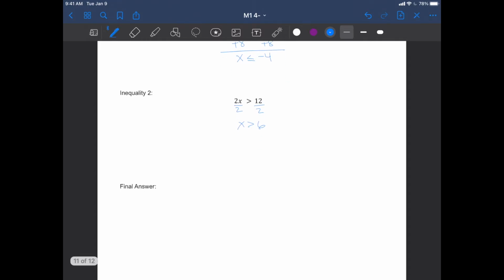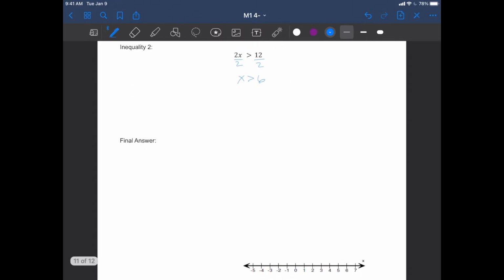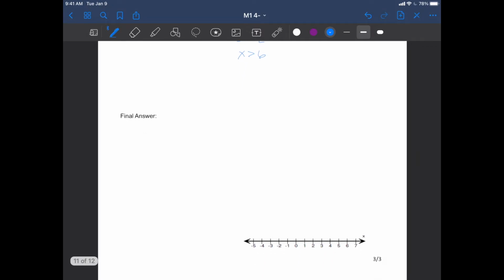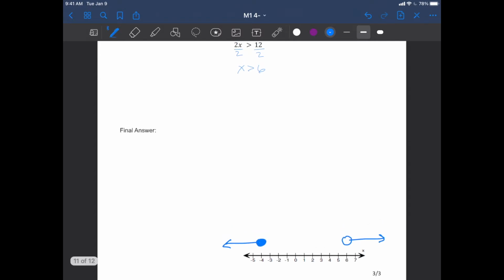And so x is less than or equal to -4. It means I'm going to put a closed circle on -4. And I'm going to have it face this way because all x values are less than it, so it will face to the left. And x is greater than 6, open circle facing to the right. So my final answer is x is less than or equal to -4, or x is greater than 6.